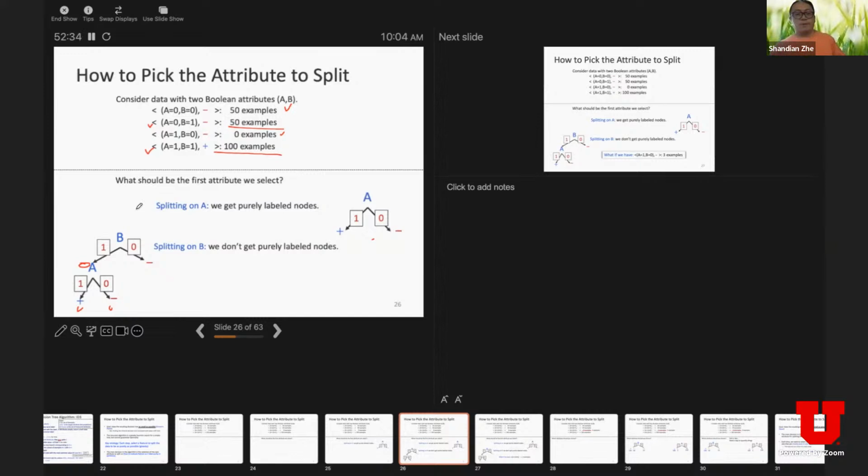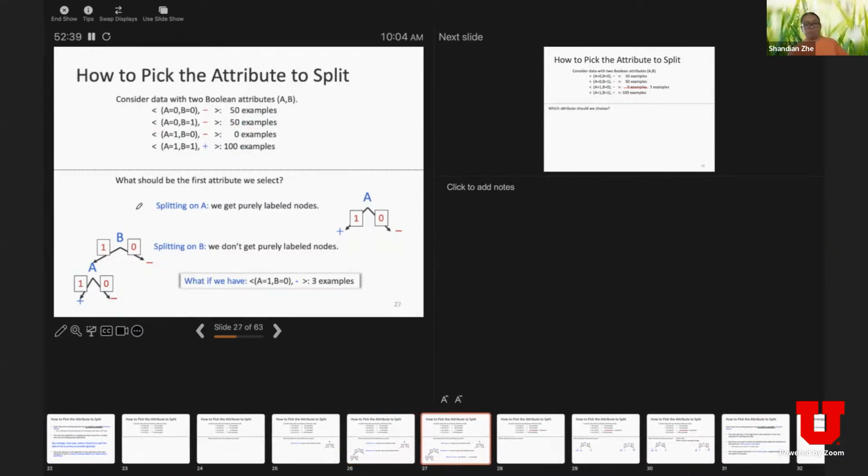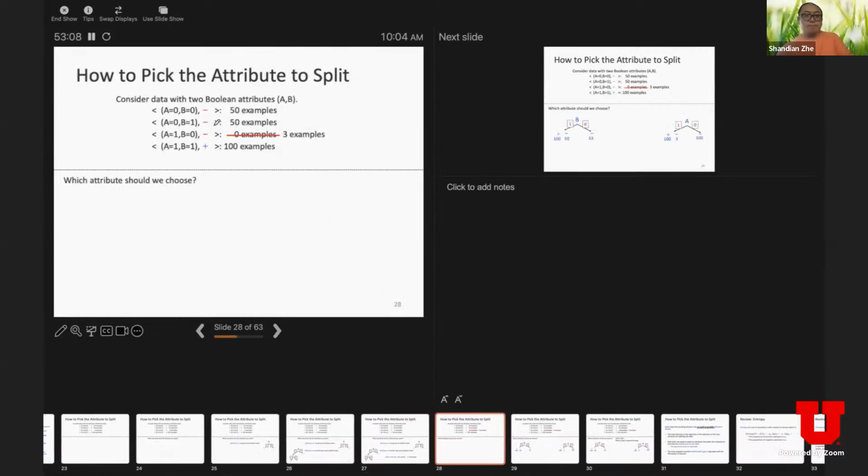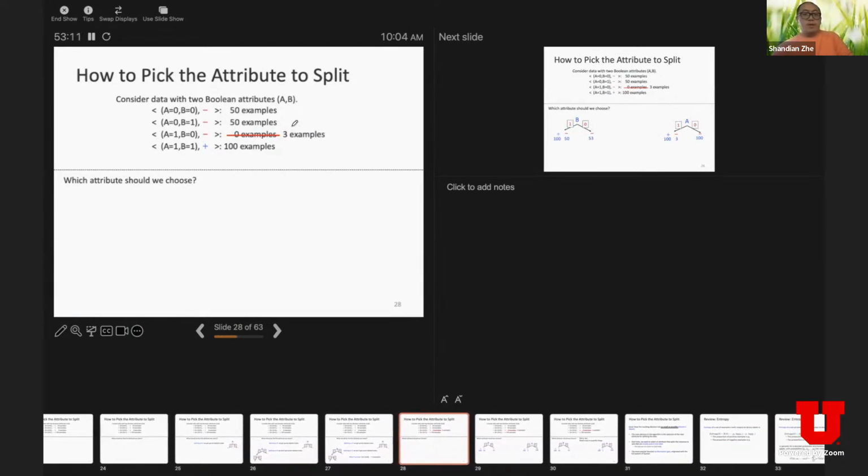Okay, this one is a very simple and intuitive case. So what if in both cases you won't get uniquely labeled subsets? No matter whether you use A or B, in both cases you get mixed labeled subsets. Then let us see how we should rank the purity. So here we're just going to add 3 examples. We put 3 negative examples where A is 1 and B is 0.